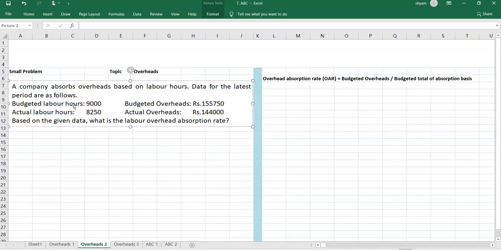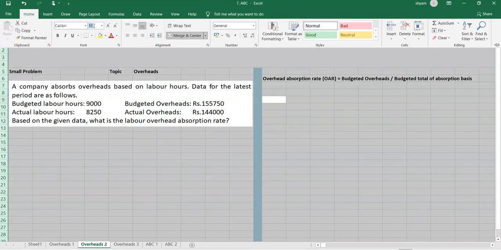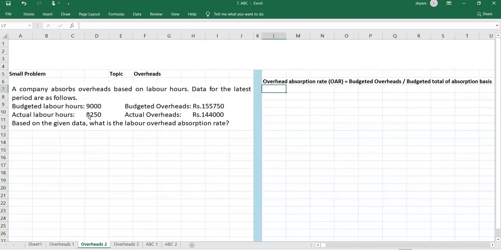A company absorbs overheads based on labor hours. Data for the latest period are as follows. Let's increase the font size first. A company absorbs overheads on labor hours. Data for the latest period are as follows.